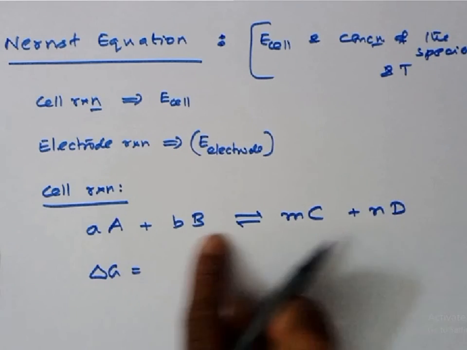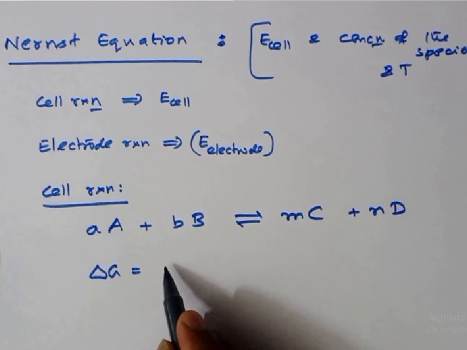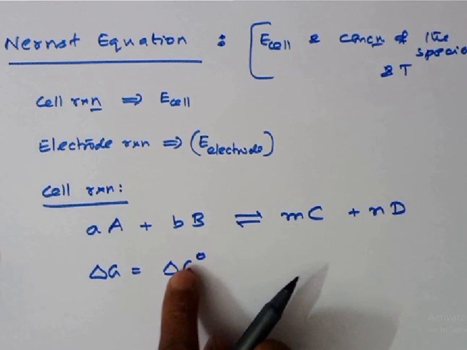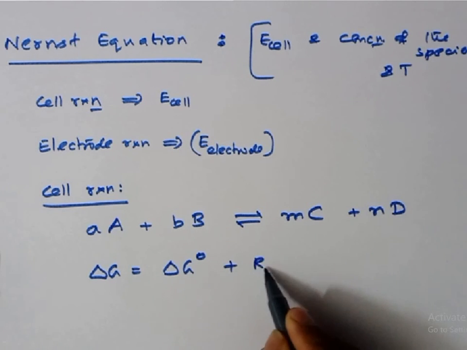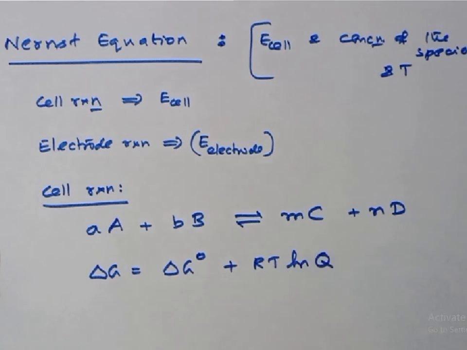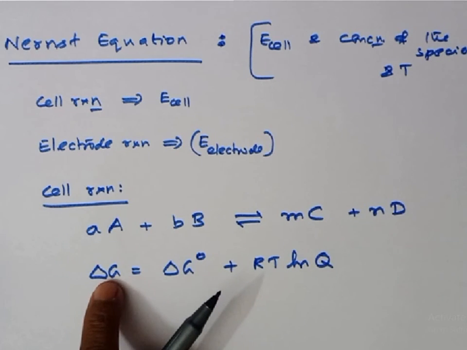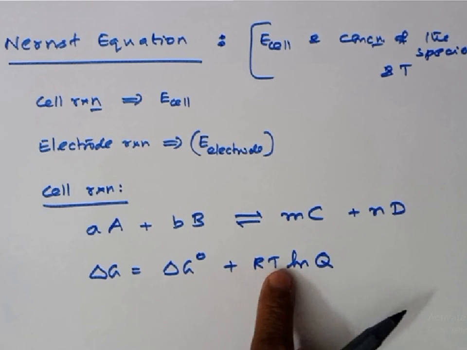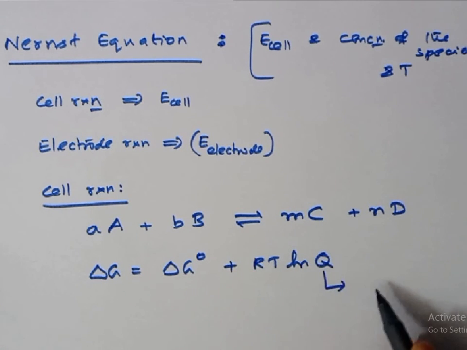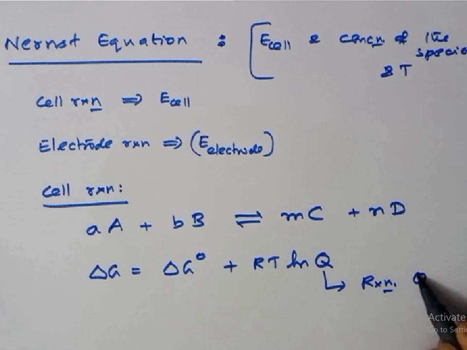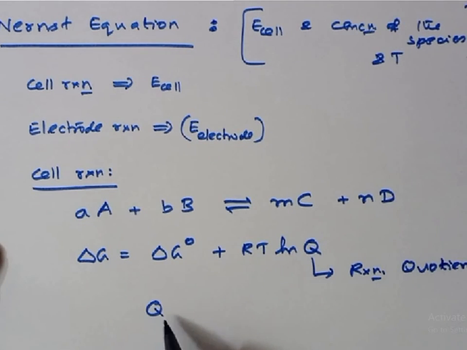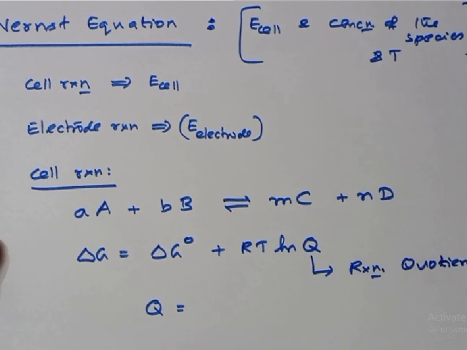Delta G for any reaction is equal to delta G naught, the change in free energy under standard condition, plus RT ln Q. For any reaction, delta G, that is change in free energy, is equal to delta G naught plus RT ln Q, where Q is called reaction quotient. Okay, what is reaction quotient?